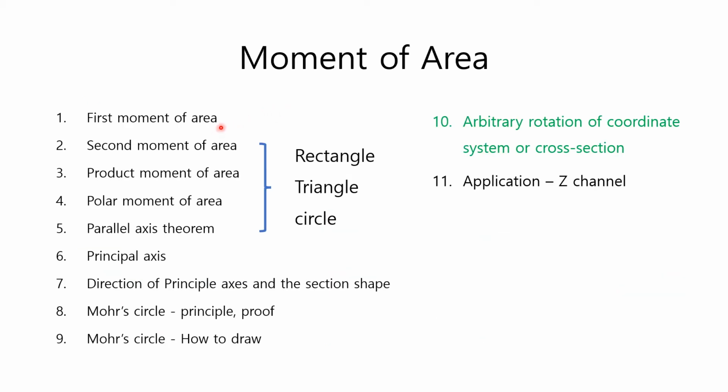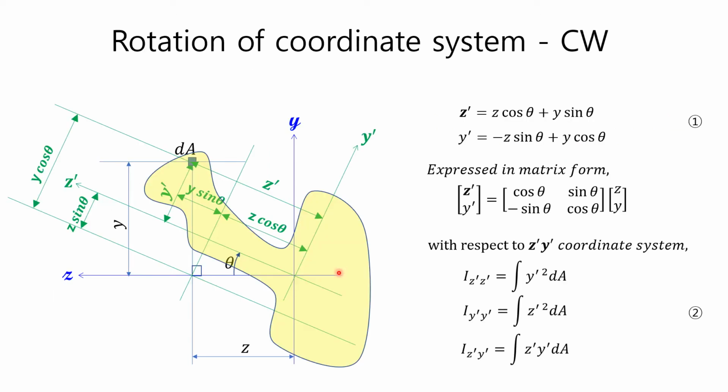I explained all the contents from the first moment of area to how to draw the Mohr circle. In this video, I will explain the arbitrary rotation of coordinate system or cross-section. This figure explains the rotation of coordinate axis as shown in the last video, H43.